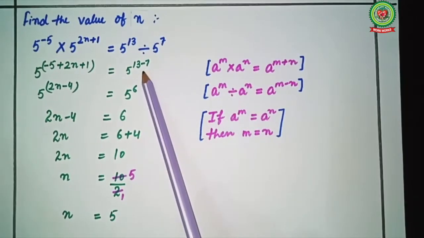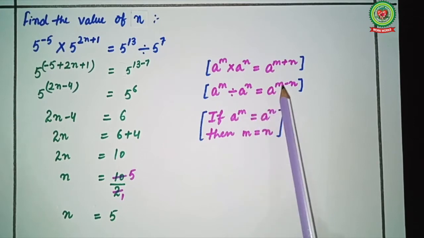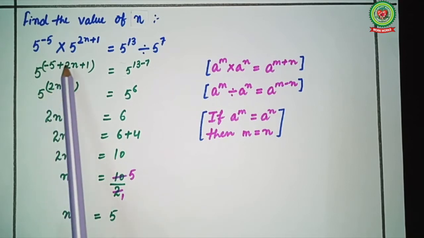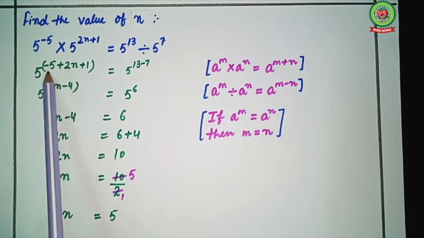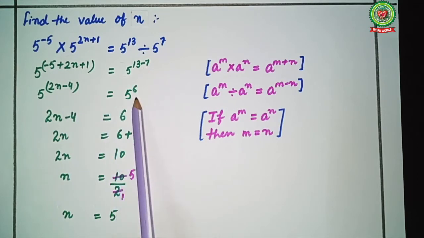Now we have applied this law here, that is a raised to power m divided by a raised to power n is equal to a raised to power m minus n. So here we will write 5 raised to power 2n minus 5 plus 1, which will be minus 4, is equal to 5 raised to power 6, right?